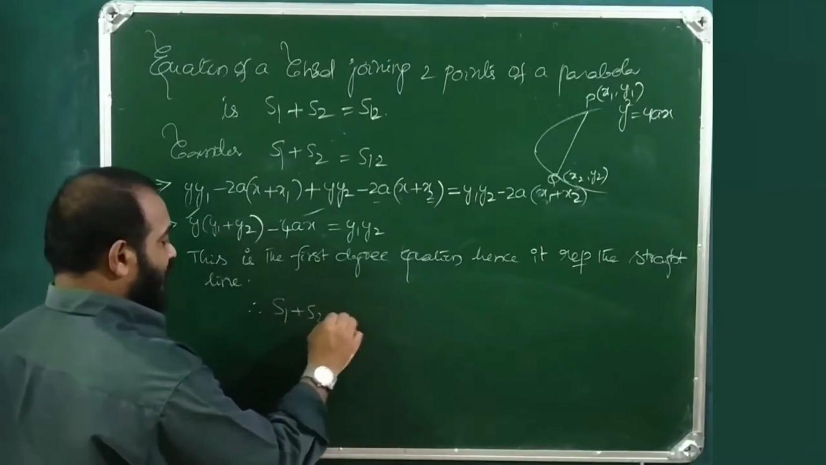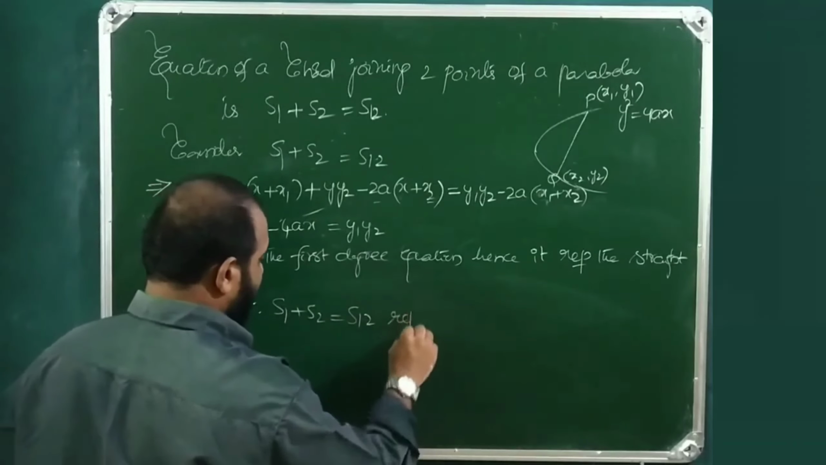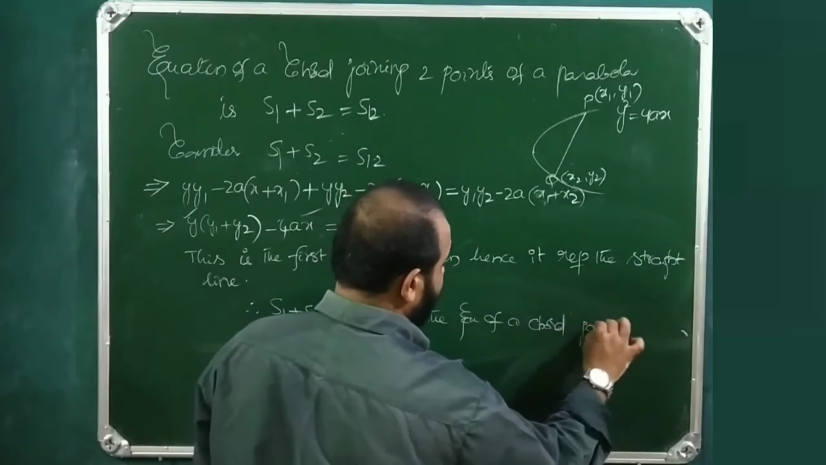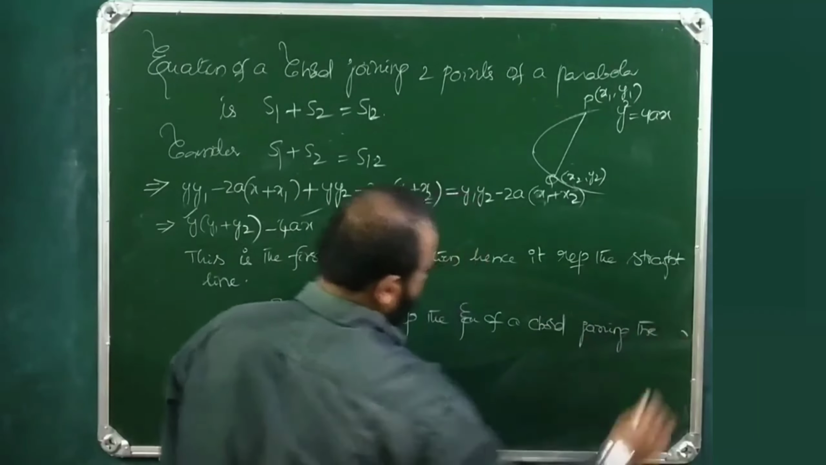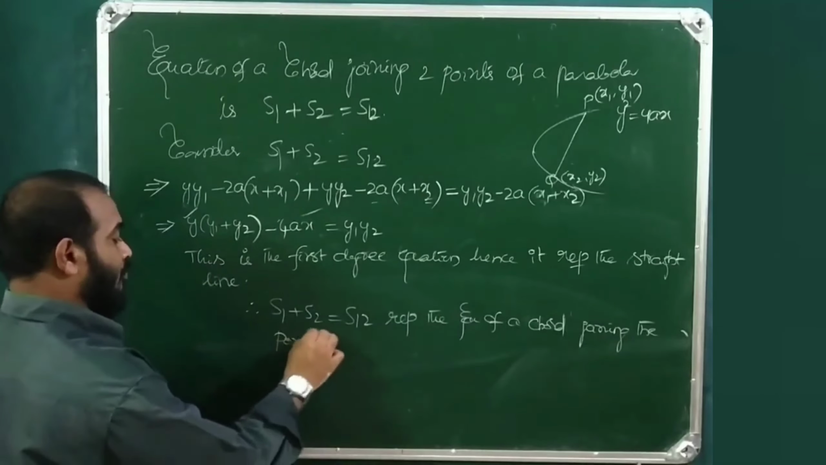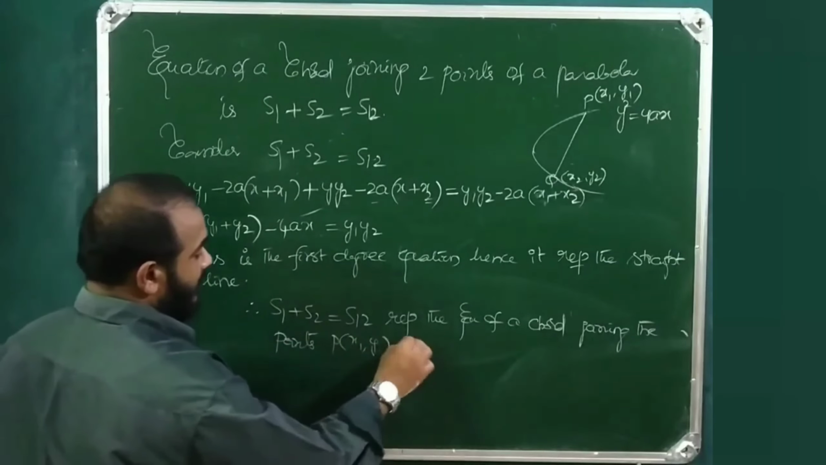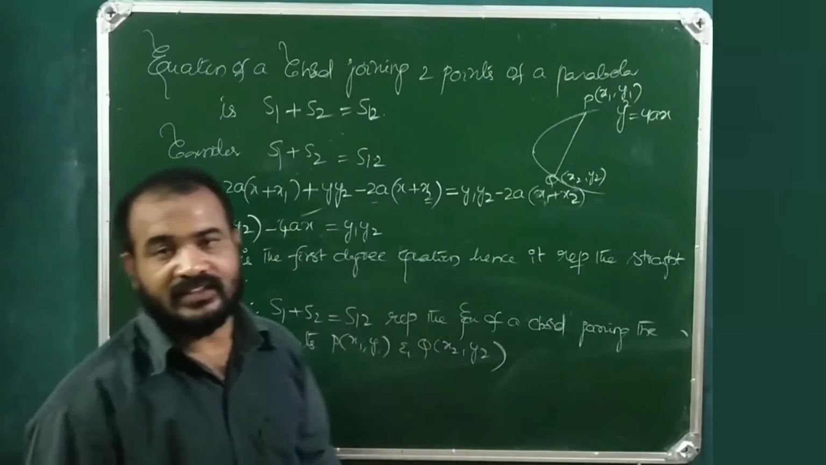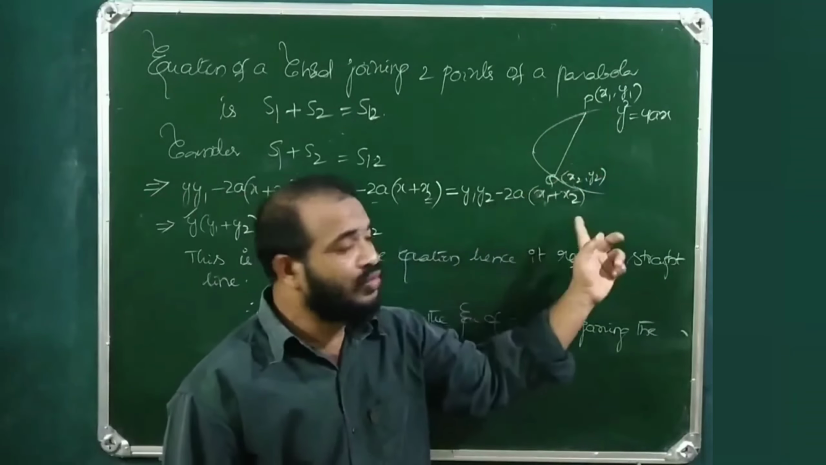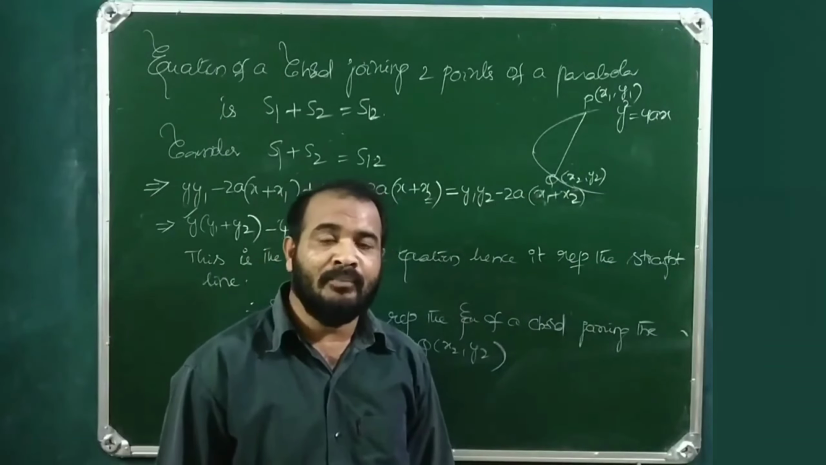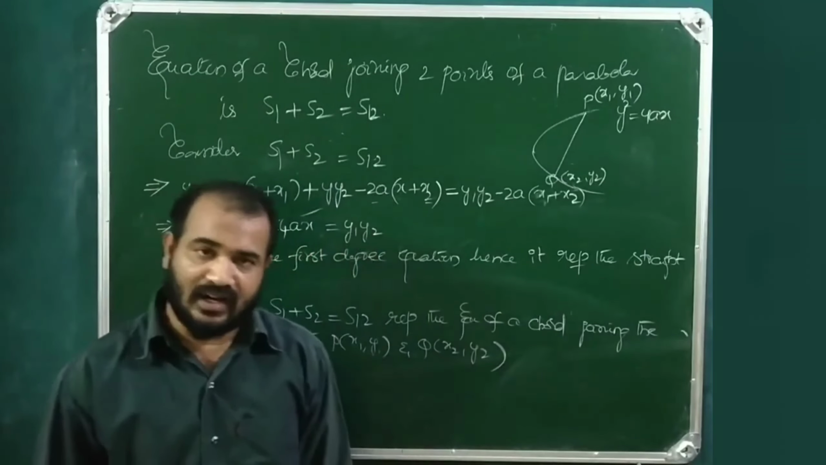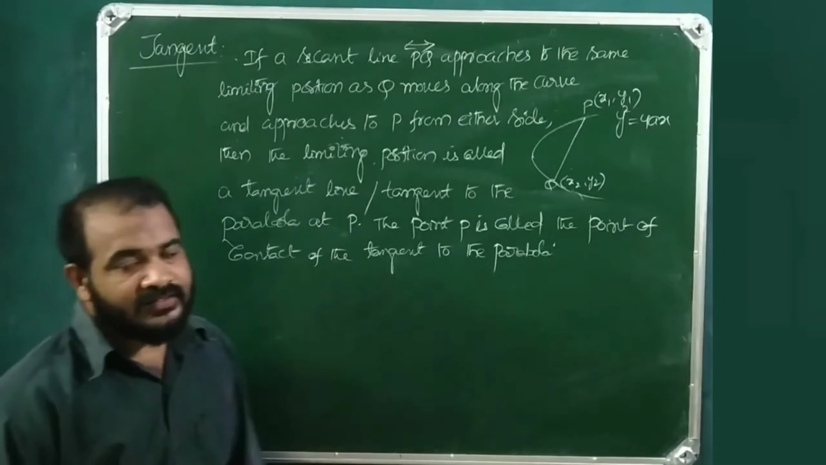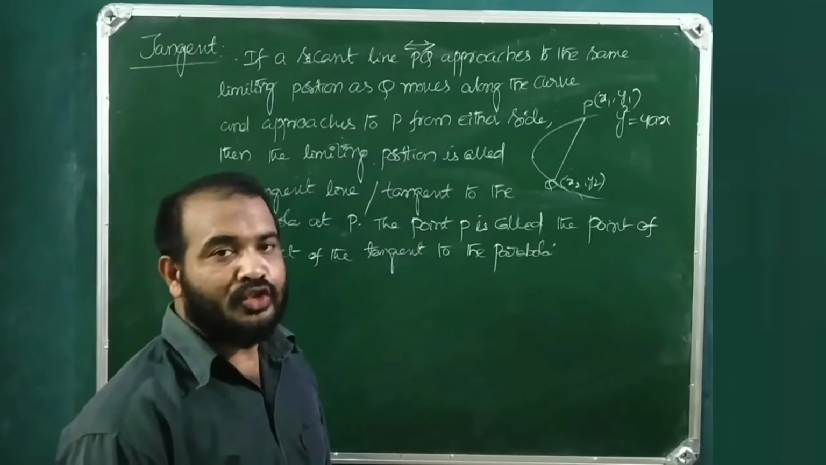S1 plus S2 is equal to S12, that represents the equation of a chord joining the points P(x1, y1) and Q(x2, y2). So in the next session, we will be discussing the equation of the tangent to the parabola. The limiting point concept that we discussed earlier in circles, in the same way we will be discussing here also. Now let us see the equation of the tangent to the parabola.